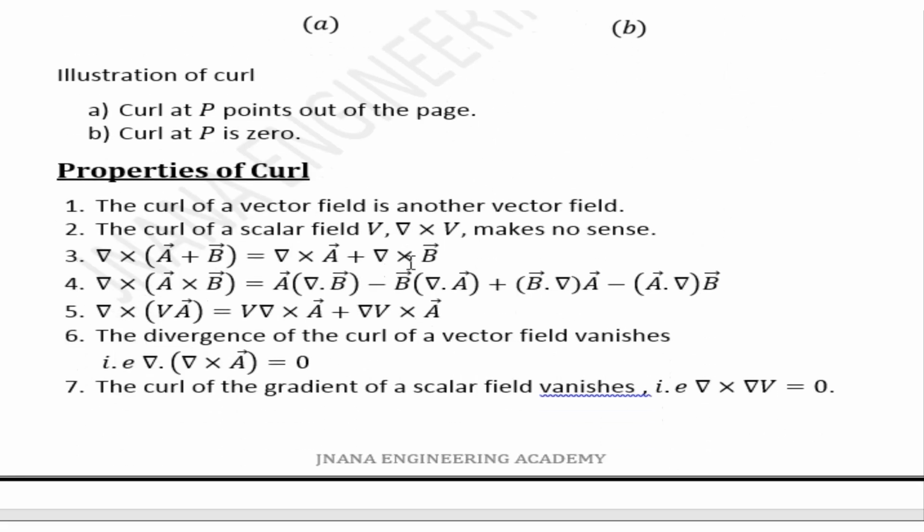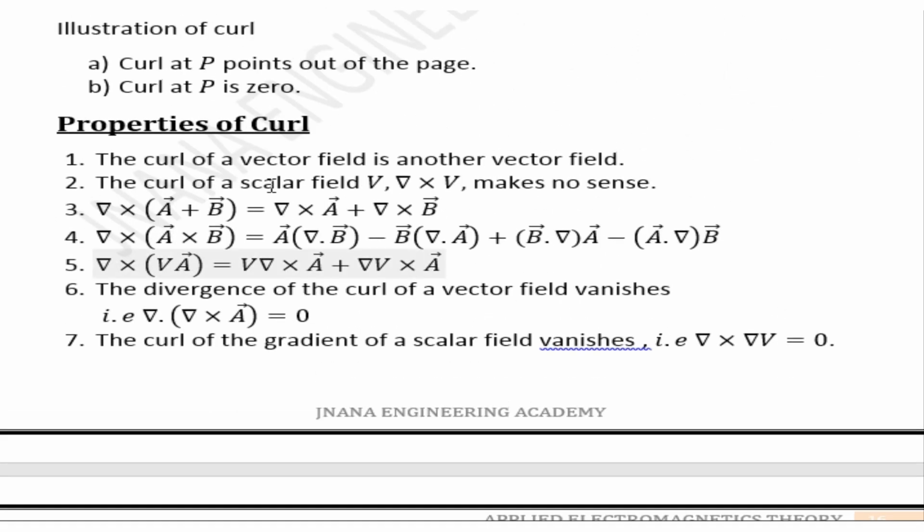Now what are the important properties of curl? The curl of a vector field is again another vector field. That is, if we find the curl of a vector, then again we will get a vector field. Now the curl of a scalar field, that is del cross V, makes no sense. That is, the curl of a scalar field cannot be defined.